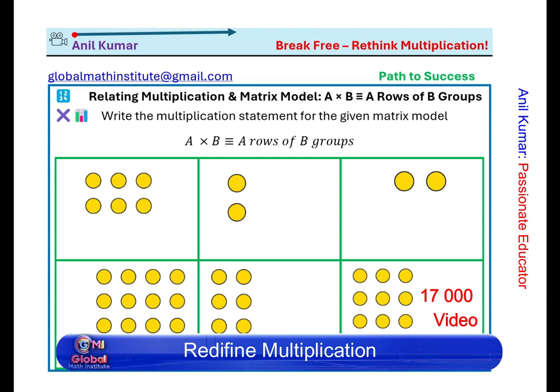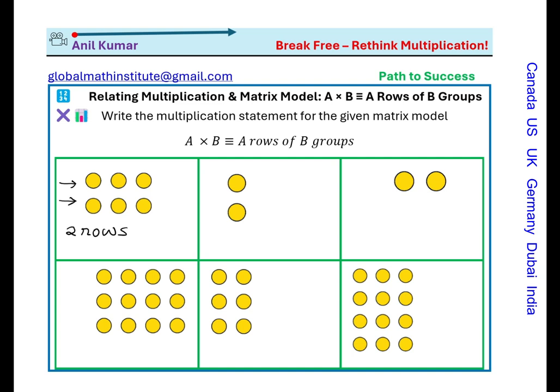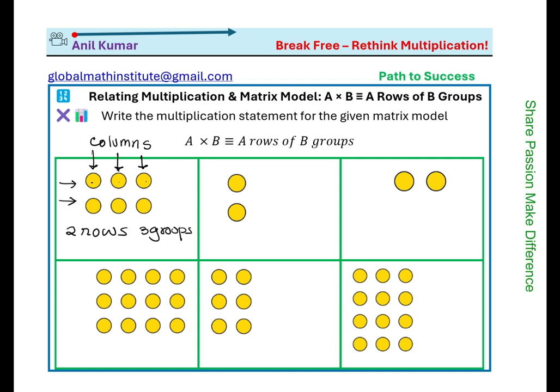Now, the very first one, as you can see, there are 2 rows, right? So this is the first row and second row. And in each row, there are 3 groups. Right, so these are the groups, 3 of them, which is represented by columns. So in a matrix, these are your columns. And the way to write is A times B, also interpreted sometimes in the matrix form as A cross B.